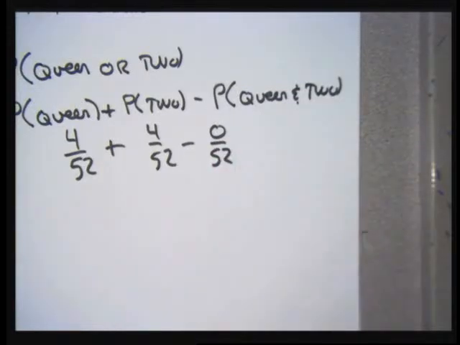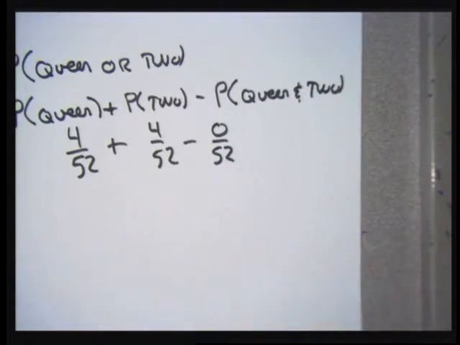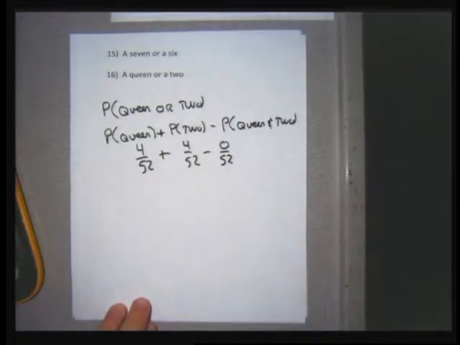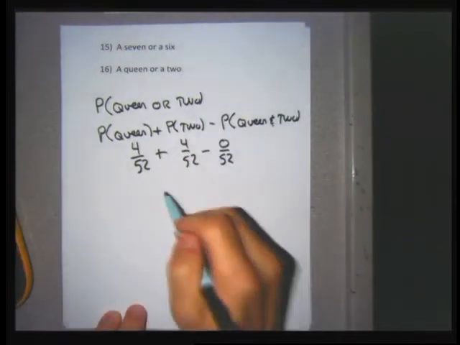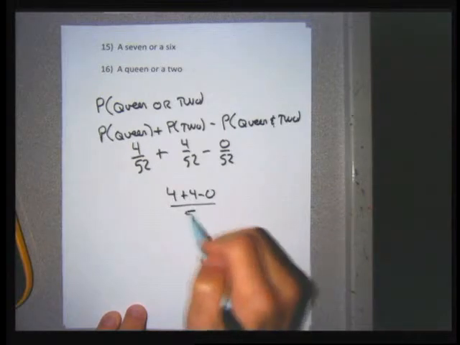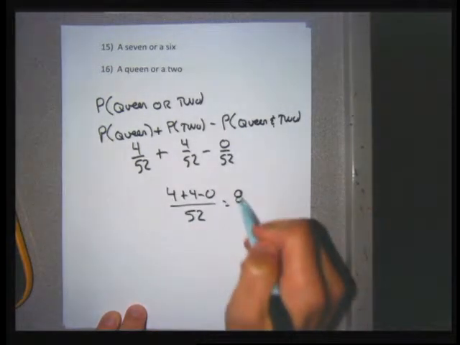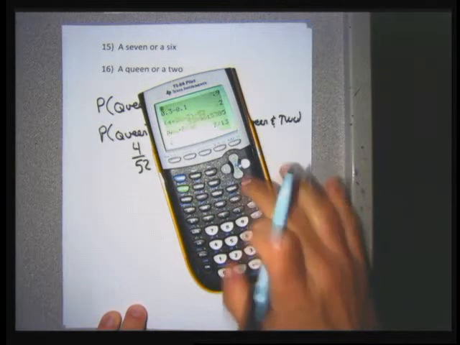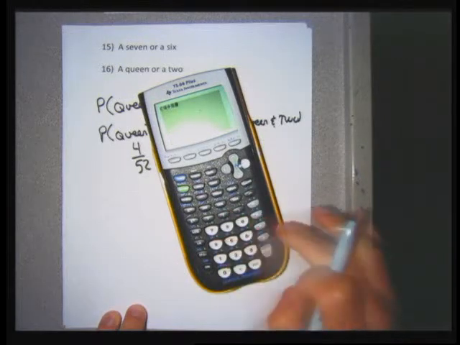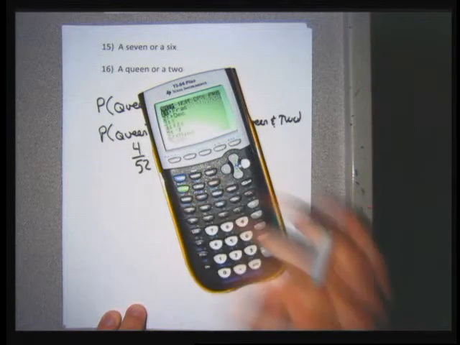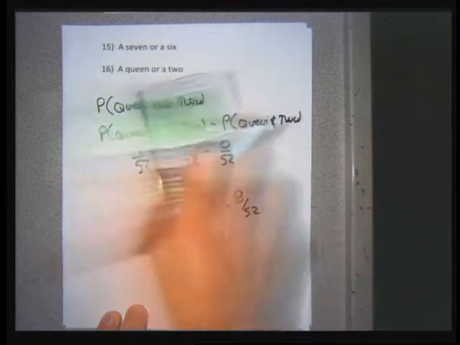So I'm going to get 4 plus 4 minus 0 over 52. And for an answer, I can do this on my calculator, but this is 4 plus 4 minus 0 over 52. That's 8 and 52. And when you divide by 4, you get what? 2 and 13. But again, I'm going to be dumb and do this on my calculator. So 4 plus 4 minus 0 divided by 52 equals math, enter, enter. And I get 2 and 13 for an answer.